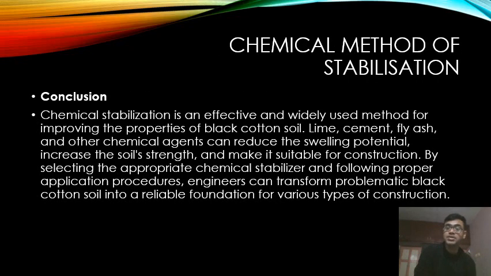So the conclusion of this chemical stabilization process is that chemical stabilization is an effective and widely used method for improving the properties of black cotton soil. Lime, cement, fly ash and other chemical agents can reduce the swelling potential, increase the soil strength and make it suitable for construction. By selecting the appropriate chemical stabilizer and following proper application procedures, engineers can transform problematic black cotton soil into a reliable foundation for various types of construction.